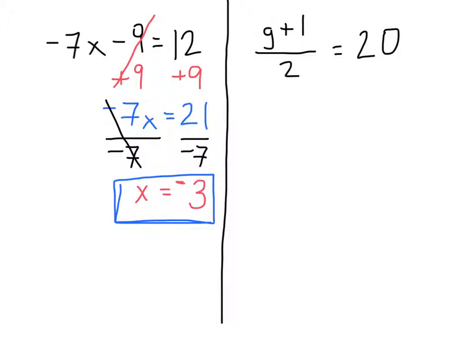If you want to, you can go and plug it back in to double check. So wherever you see x in the equation, you plug in negative 3. So we have negative 7 times negative 3 minus 9 is equal to 12. A negative times a negative is always a positive. So we have 21 minus 9 is equal to 12. So is 21 minus 9 12? Yes, it is. So x is equal to negative 3 is the answer for the first one.